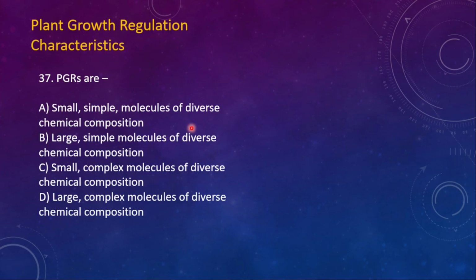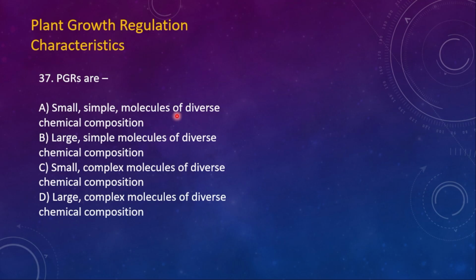Next is about plant growth regulator, that is PGR, and their characteristics. This portion is very important. Openly I am saying, because you will definitely, 100% surely, get one question from the PGR. Okay, so 37th question. PGRs are A.